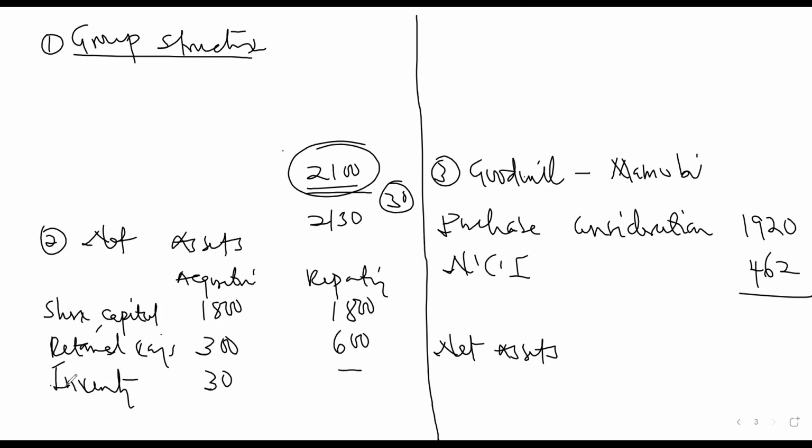Can you see that? 2382. Okay. 2, 3. Yes, sir. Thank you. Okay. So the net asset is what? 2130. What is the difference? 252. Okay.